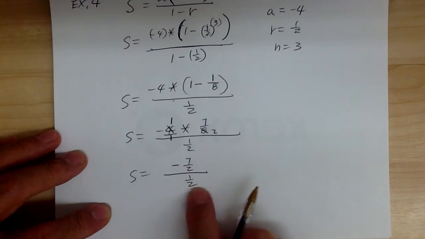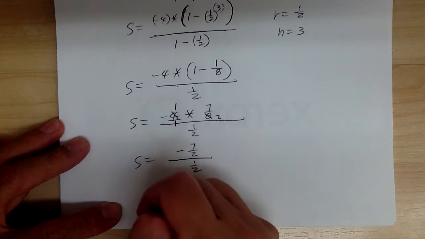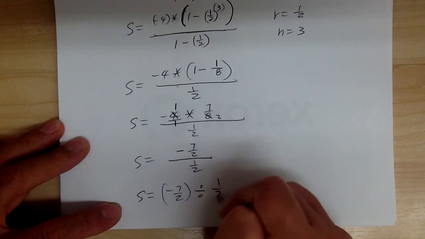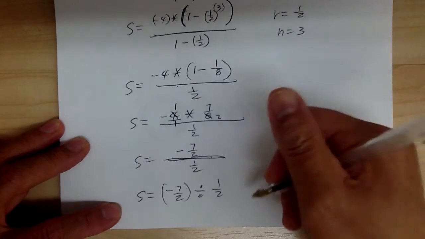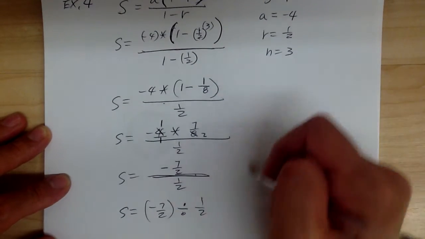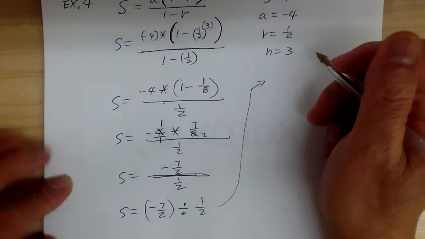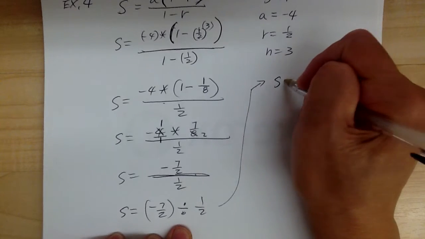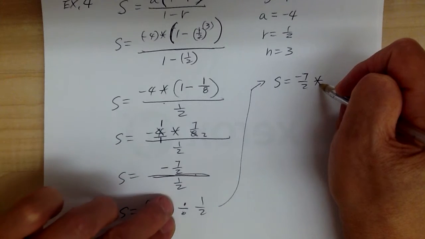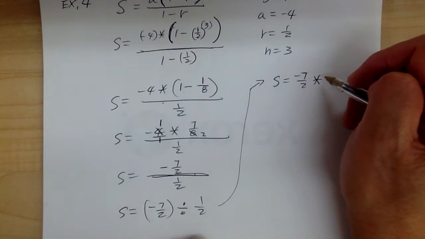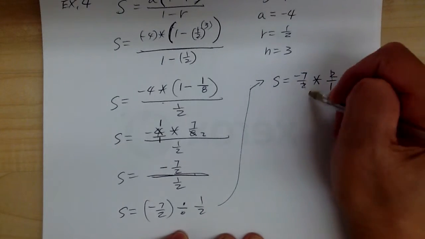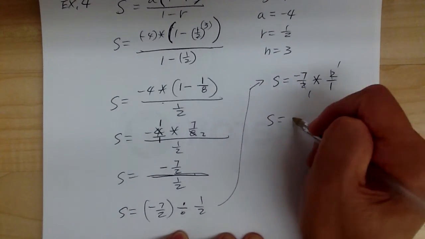So now you can do a division, right? This is a division, so this is equal to -7 over 2 divided by 1/2. That's what this line means. So let's continue up here. I'm going to change it into multiplication. So S equals -7 over 2 multiplied by, you change this into multiplication and take the reciprocal, times 2 over 1. Now the 2 and 2 can cancel out. So S will equal just -7.